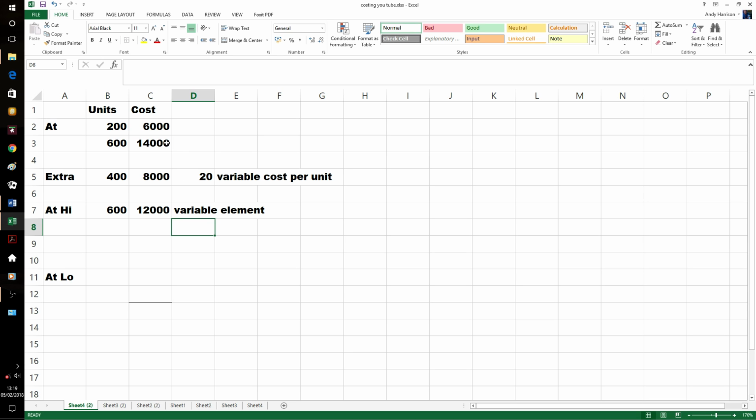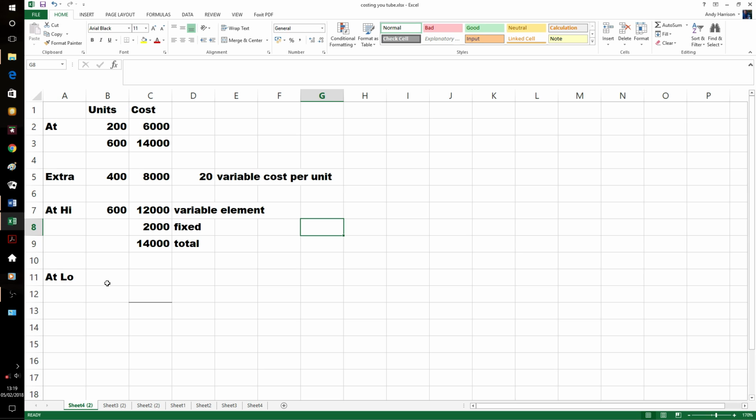So of that £14,000, £12,000 was variable. So if that's the total, the difference has to be the fixed part. So 14,000 minus 12,000, it must be £2,000 fixed and £20 variable cost.